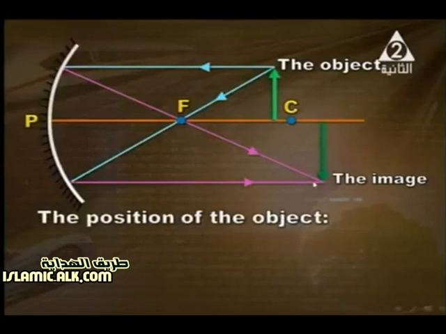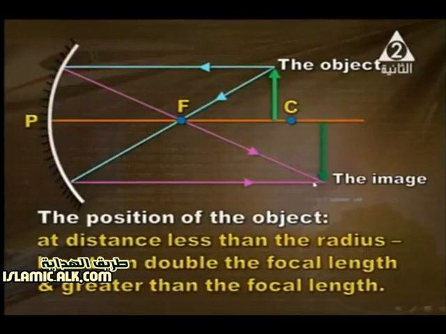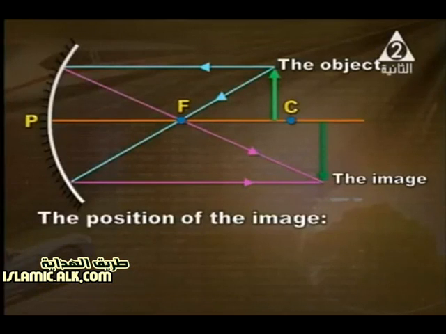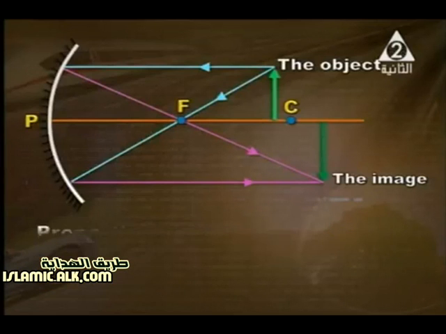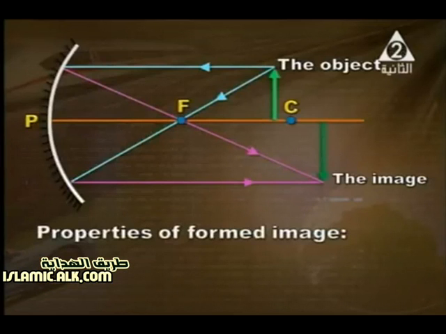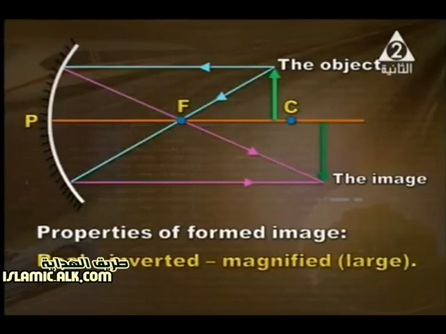The position of the object is at a distance less than the radius, or less than double the focal length, and greater than the focal length. The position of the image is at a distance greater than double the focal length, or after the center of curvature. Properties of the formed image: real, inverted, magnified.